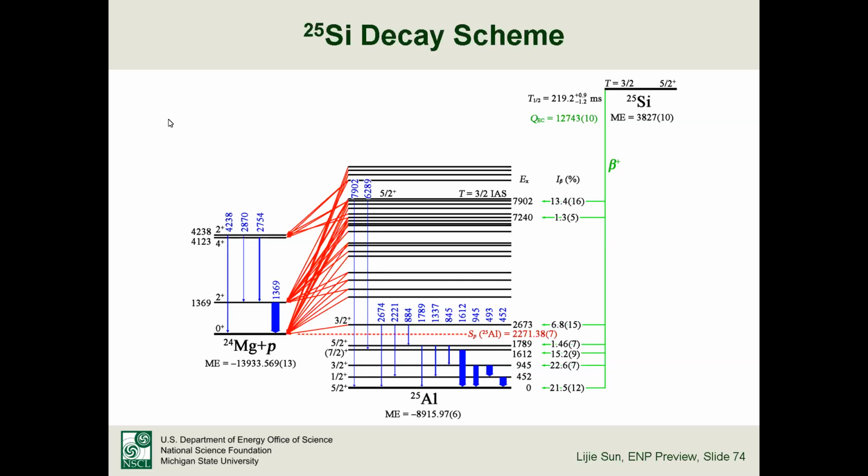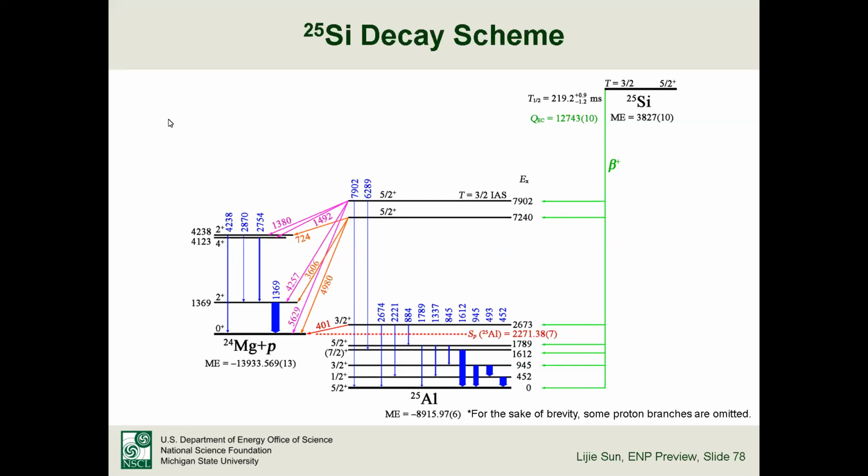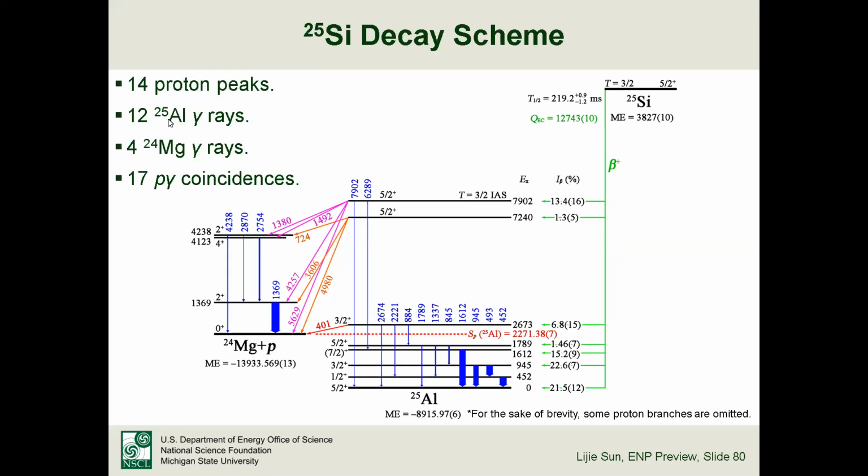For the sake of brevity, let's omit some proton branches. Then you may also wonder if our work really yields any improved information for the decay of silicon-25. Looking back, let's take a look at the known silicon-25 decay scheme before our measurement, and add our newly observed transitions to the existing decay scheme.